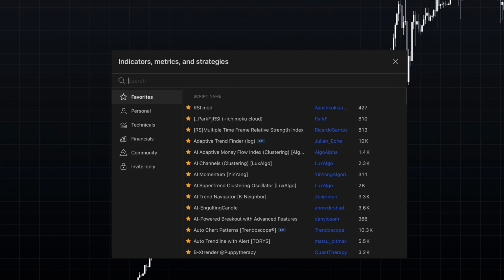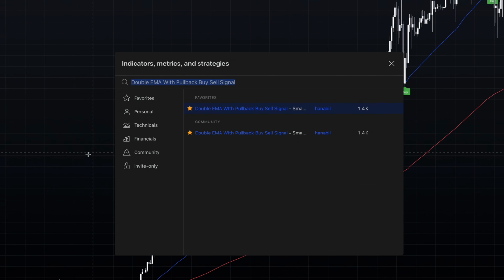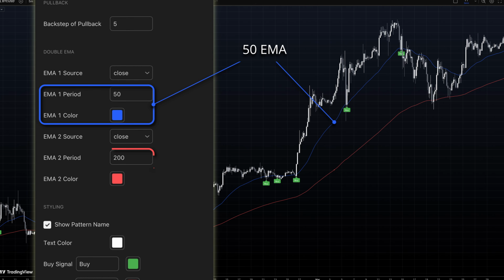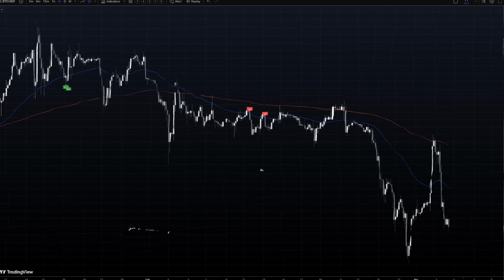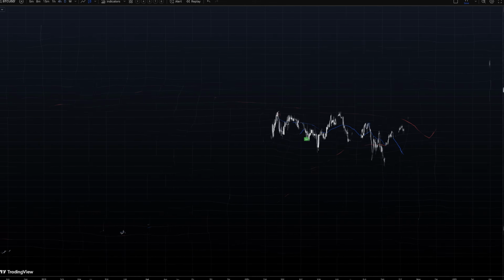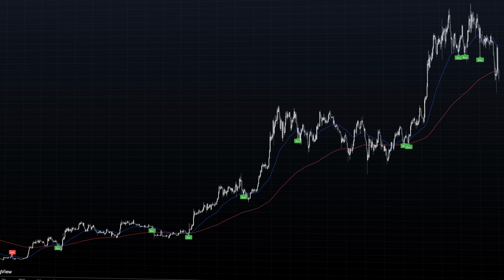The double EMA pullback buy-sell signal indicator identifies potential buy and sell opportunities based on price pullbacks relative to 2 exponential moving averages. It uses adjustable short-term EMA, default 50 period, and a long-term EMA, default 200 period, to generate signals. A buy signal occurs when the price crosses above the short EMA while it remains above the long EMA, suggesting a bullish continuation. A sell signal is triggered when the price crosses below the short EMA while it stays below the long EMA, indicating a bearish continuation. This indicator is mainly suited for trend-based strategies, helping traders spot pullback entries in trending markets.